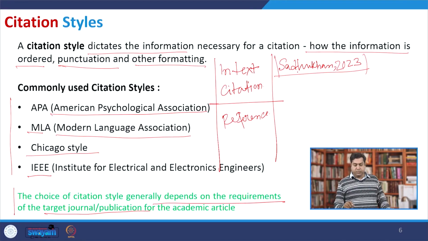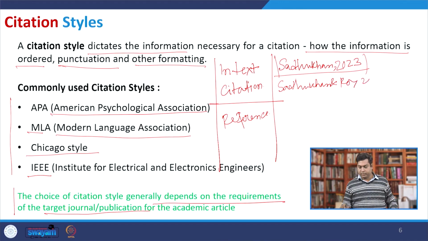Now suppose with this particular paper there is another author, say A Roy. Then it will be Sadhukhan and Roy 2023. Now, if it is even more than that, normally more than 2 authors, then we go for et al.